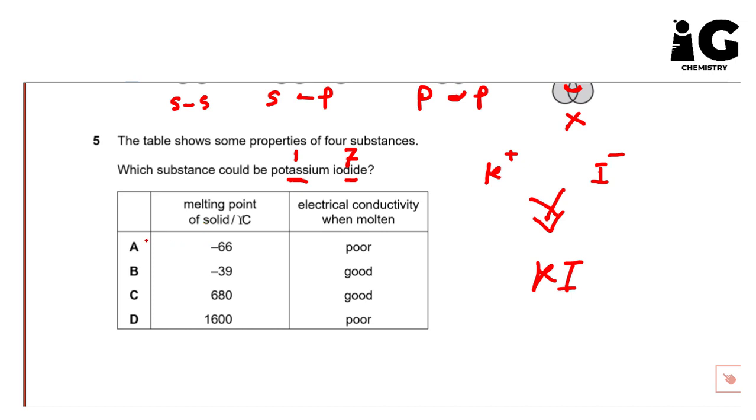So the negative value is not correct. Negative is low. Here we have 2 values that could be correct, 680 and 1600. Which one is correct? Let's check the second property. Electrical conductivity when molten. If we have molten potassium iodide, guys, ionic compounds, if they are molten or aqueous, can conduct electricity. So they are good conductors of electricity. So choice C is going to be correct, and D is wrong.